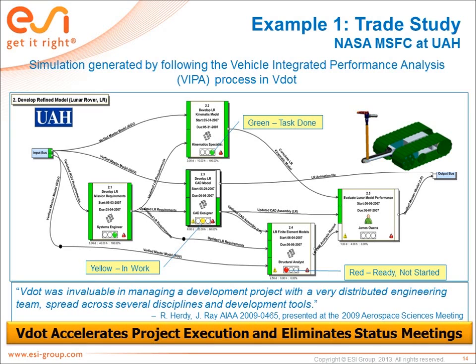Starting with an existing Microsoft Project file, the team imported the tasking information and began fleshing out the detailed information flows. Vdot readily pointed out holes in the plan, which were immediately fixed, and the process was captured and activated within 1 day. No further status meetings were required after this point, saving time and money. This effort is documented in an American Institute of Aeronautics and Astronautics paper, which was presented at the 2009 Aerospace Sciences meeting in Orlando, Florida.